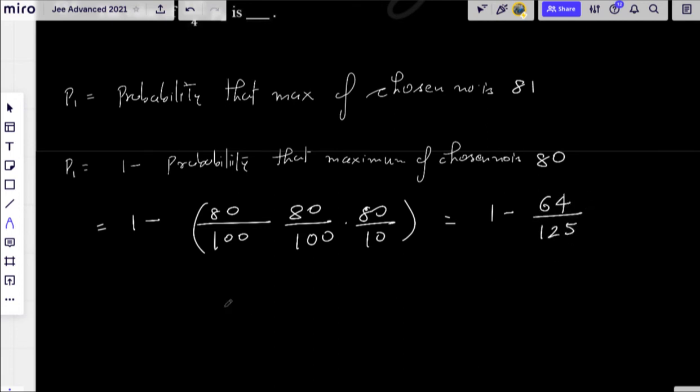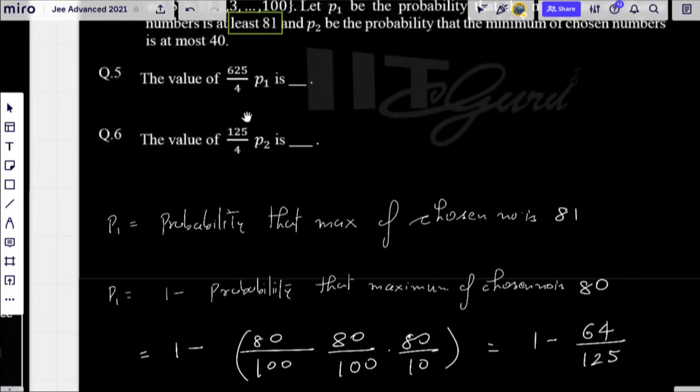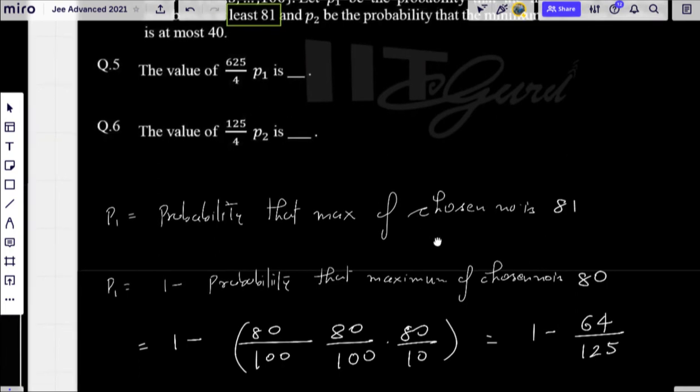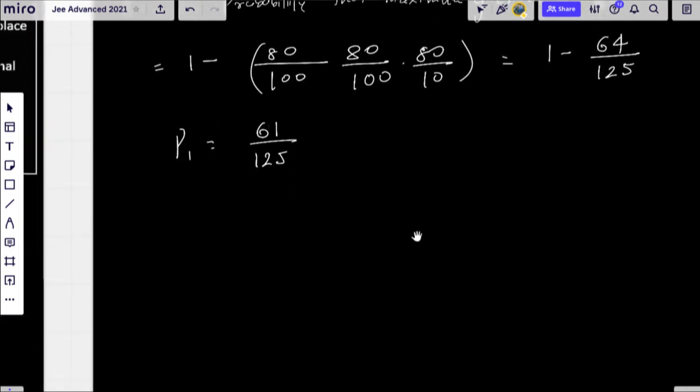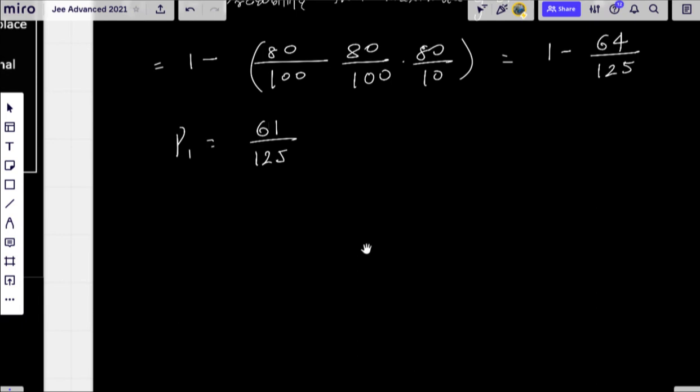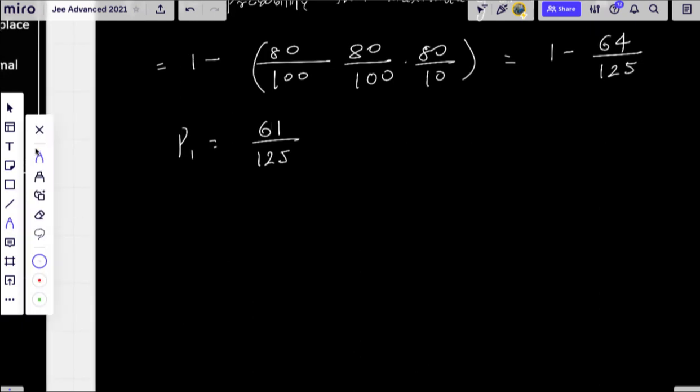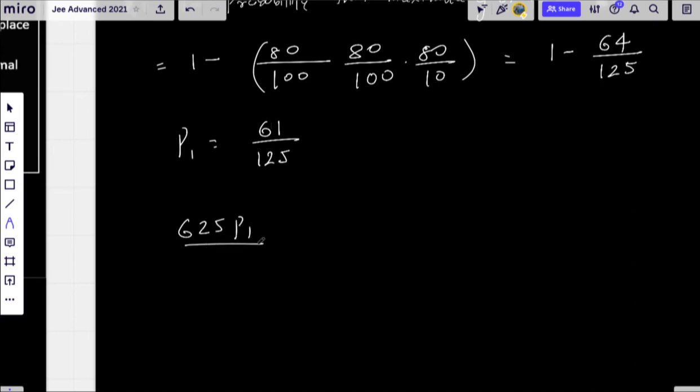After subtracting, P1 will be 61 divided by 125. So finally, what they are asking here is 625 divided by 4 times P1. So we need 625 P1 divided by 4, and we can go ahead this way.